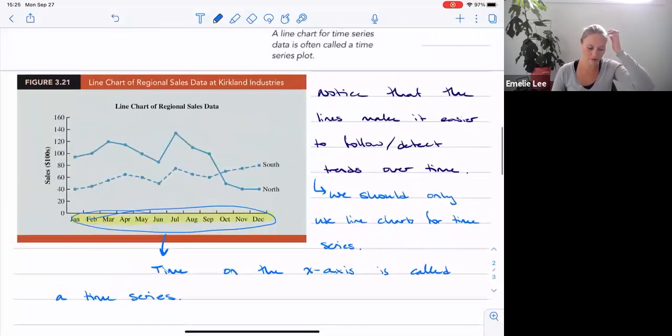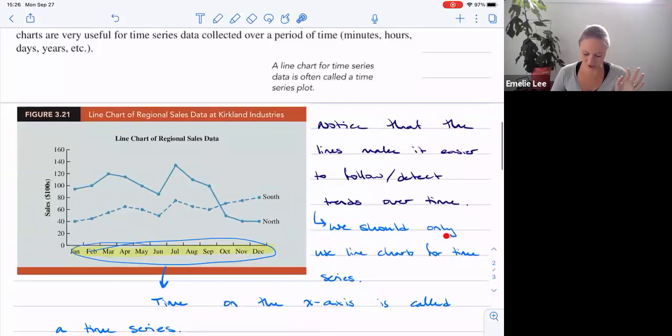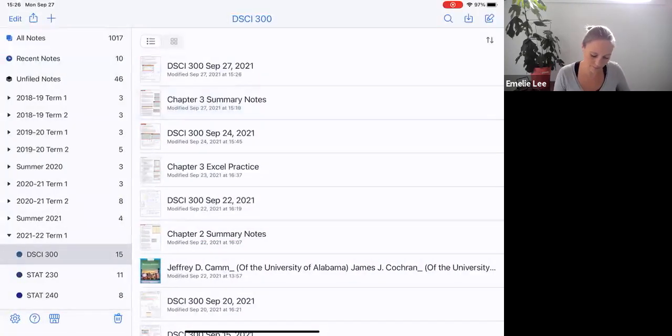I wonder if they have an example. I'm drawing a blank on a different scenario where we might be interested in a line chart, but line charts are very useful for time series data collected over a period of time. They're not even giving an example where line charts would be useful besides time series. So I'm going to go ahead and draw the line then, and say that we should only use line charts for time series. Of course, there are instances where blah, blah, blah. But as a rule, that's a pretty good rule.